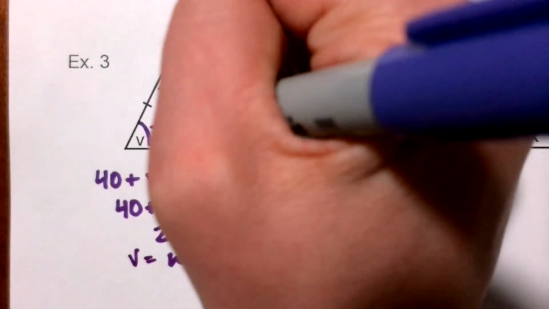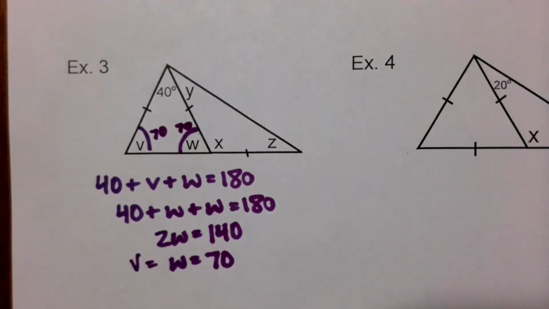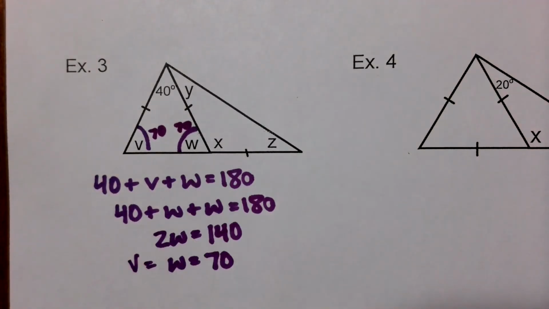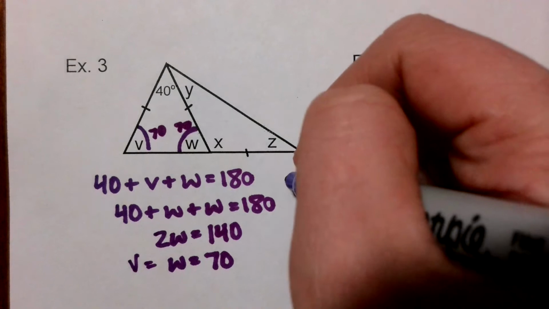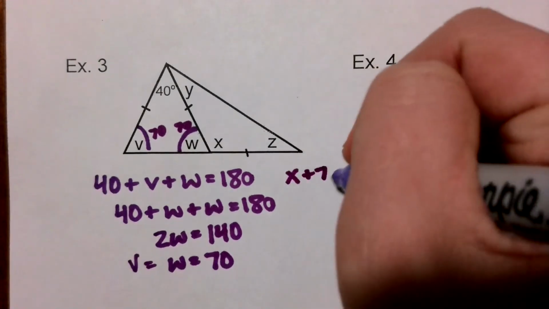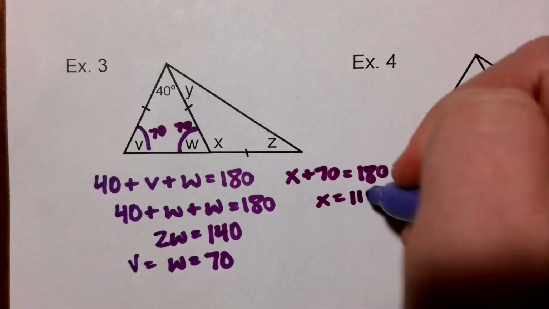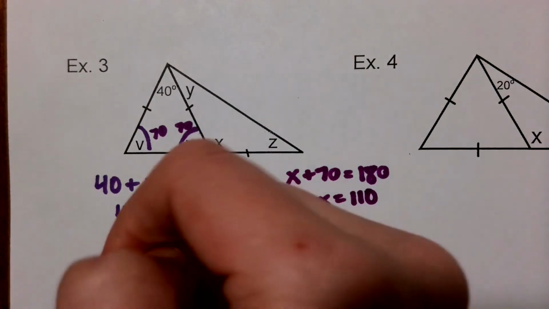Once we have w in particular, it is supplementary to x, so I know that my x plus 70 equals 180. So x is 110.